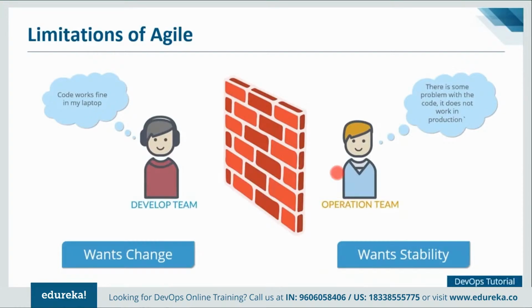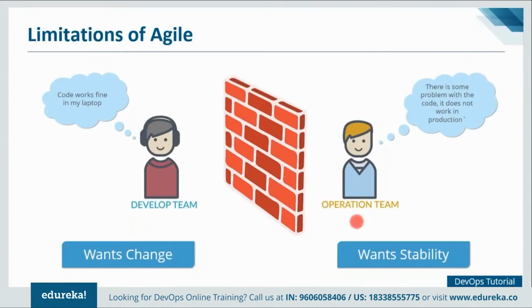And there's a very common conflict that a lot of you can actually relate to: the code works fine on the developer's laptop, but when it reaches production, there is some bug in the application, or it does not work in production at all. This is because of some inconsistency in the computing environment, due to which the operations team and the dev team used to fight a lot. There were a lot of conflicts, guys, at that time.